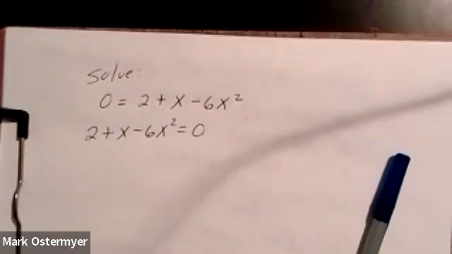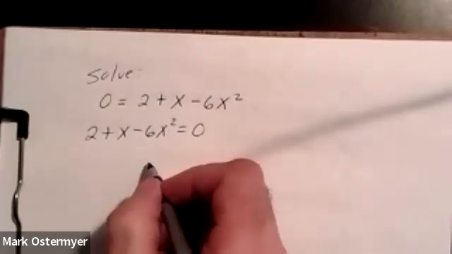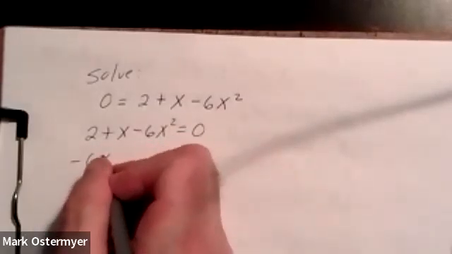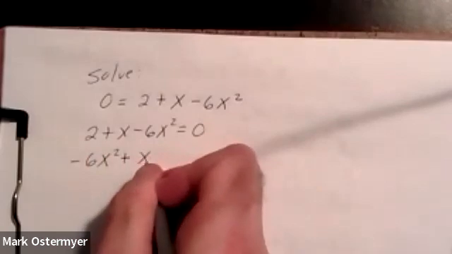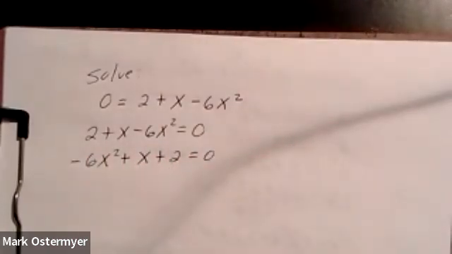What else is strange about this problem, though? There's something else. What's strange about it, ladies and gentlemen? What's weird? It's not in descending order. Yes, the left side is not written in descending order. Normally, we write polynomials in descending order. We can fix that too. Easy to fix. There we go. Now we need to solve this equation for x.